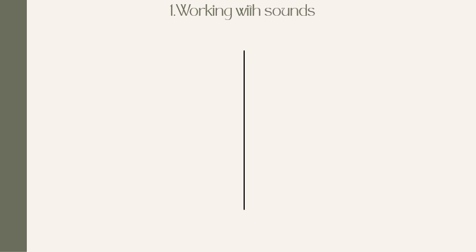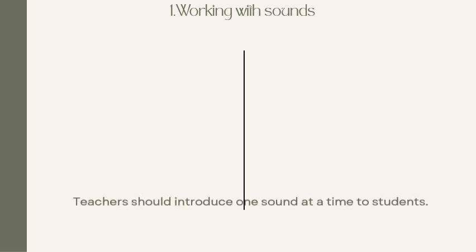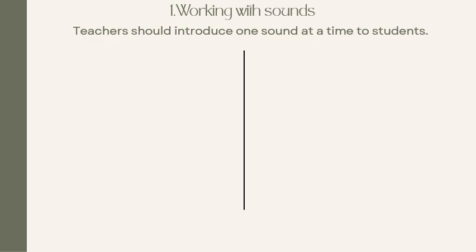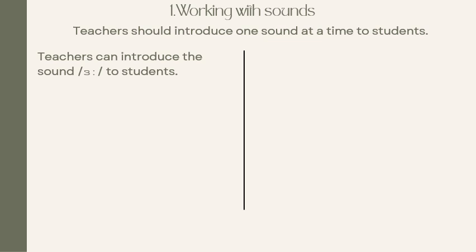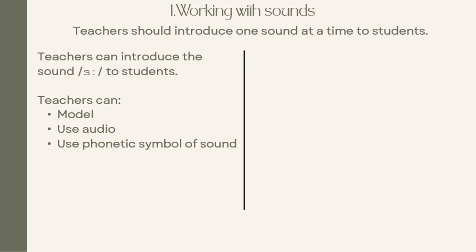The question is how can and should teachers introduce one sound at a time to students? There are many ways you can go about doing this. So let's just say that you want to introduce the sound as you can see in the phonetic symbol there. That symbol represents the sound. You want to introduce that sound to students. So you as a teacher can either model the sound for students to hear, play the audio for students to listen to, or show the phonetic symbol that represents the sound. That is if you want to teach the words with phonetic symbols.